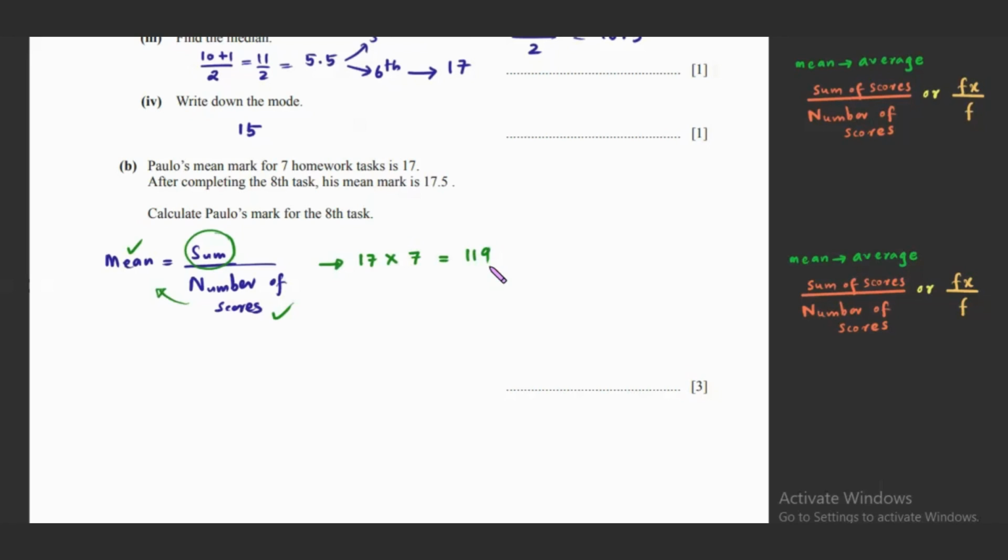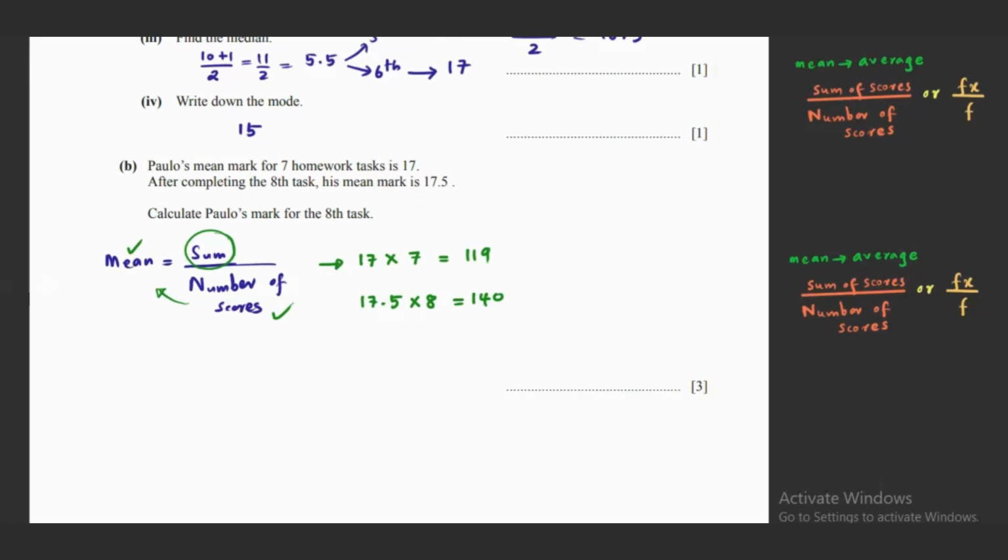I need to do the same process for the next sentence as well, because after completing the 8th task, his mean mark is 17.5. So we know the mean mark and the number of scores as well, which is 8. So we can calculate the sum there as well. 17.5 is the mean. I need to times it with the number of scores, which is 8. So 17.5 times 8, I get 140.